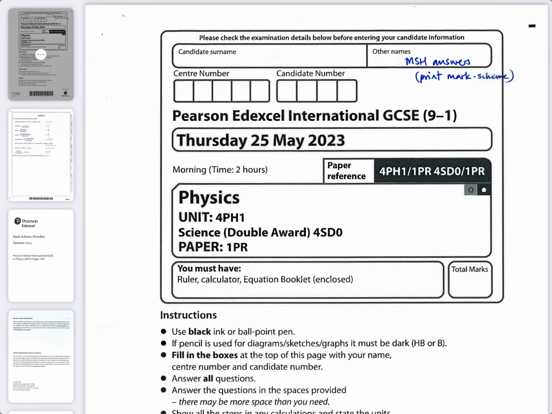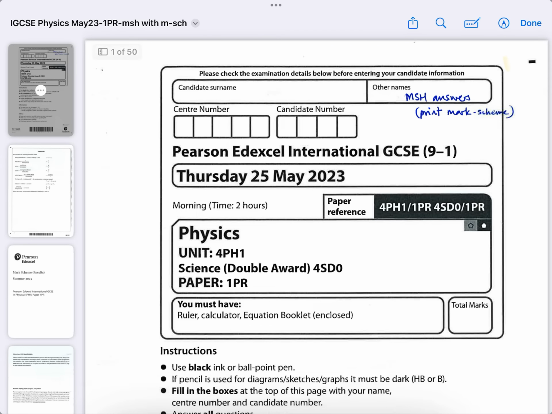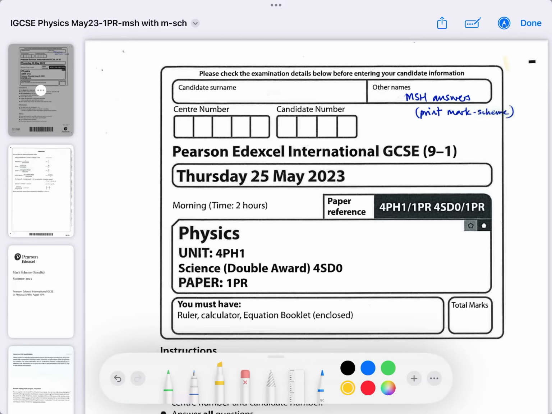It's along with the other May 2023 papers. Remember what I said, that there are 2 papers. This is the regional paper, so this is 1PR. There's also the May 23, which is just paper 1P. So there's 1P and 1PR. This is the Pearson Edexcel International IGCSE, which was used 2 years ago, May 23, and it's for physics and double award science, so it's the combined paper.